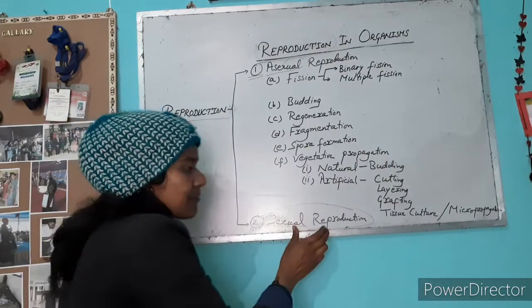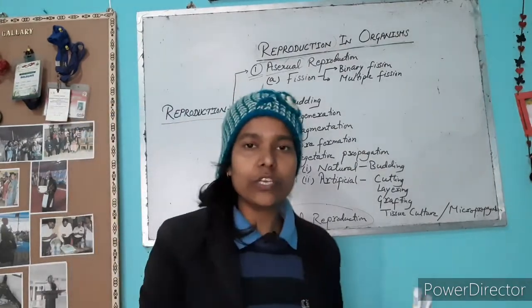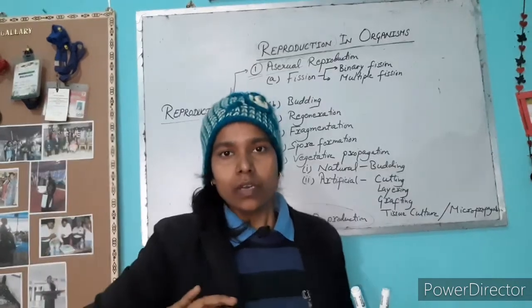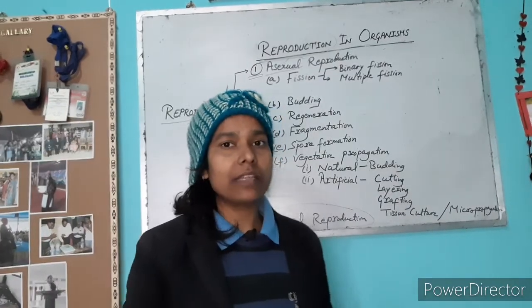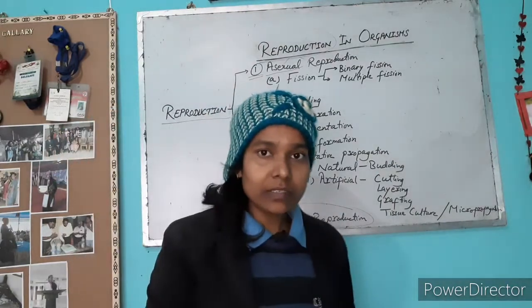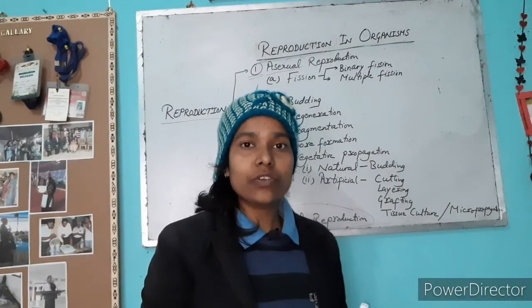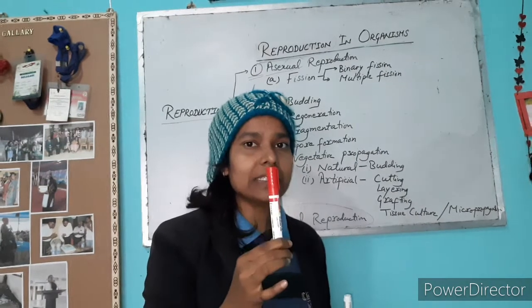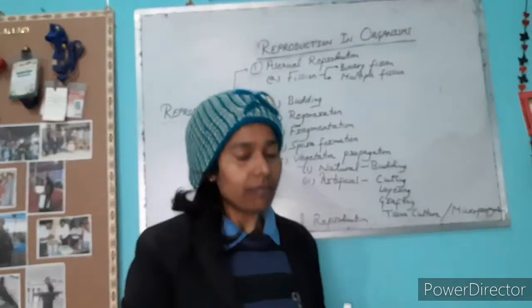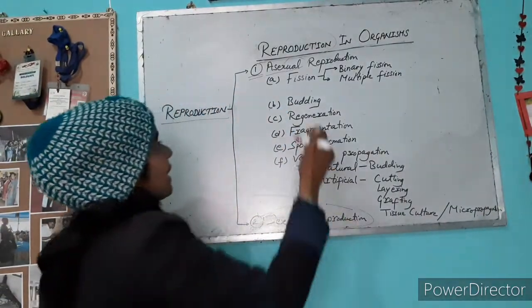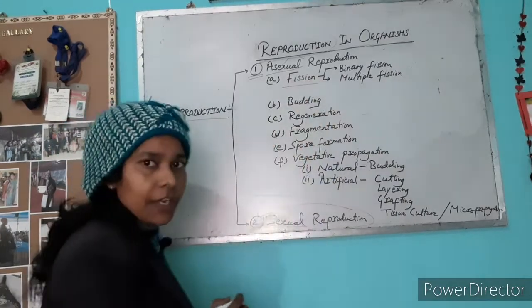So in sexual reproduction, there is no need for other methods; there are only different types. But in asexual reproduction, offspring are formed from a single parent, which is why there are different methods. So let's see the different methods of asexual reproduction. The first is fission.